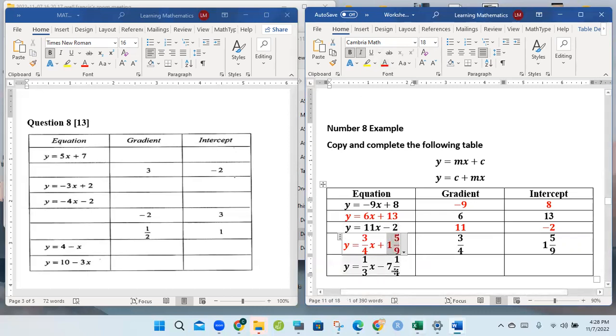And this one, we are given the gradient, which is 1/3. The gradient is the number in front of the x whenever y is the subject of the equation. And the y-intercept now is the number by itself. It is -7¼, so you must carry the negative sign with it. Once y is the subject of the equation, the number in front of the x is the gradient, and the number by itself is the y-intercept. So that's what we've got to do for this example here for number 8.